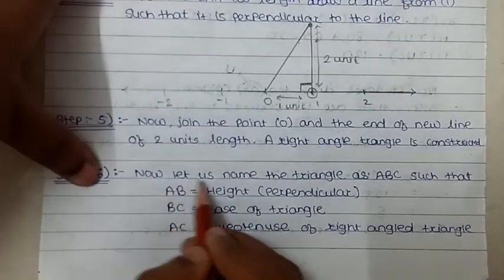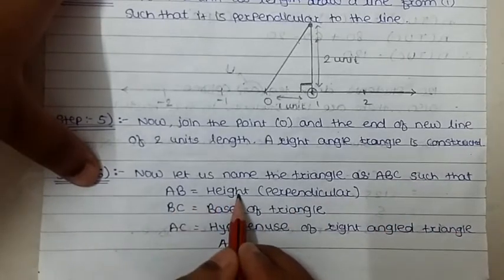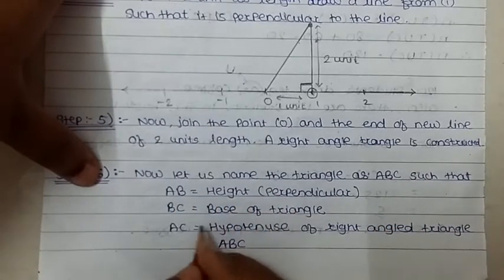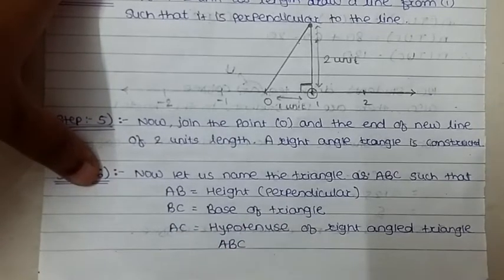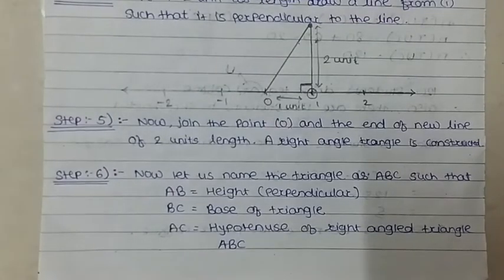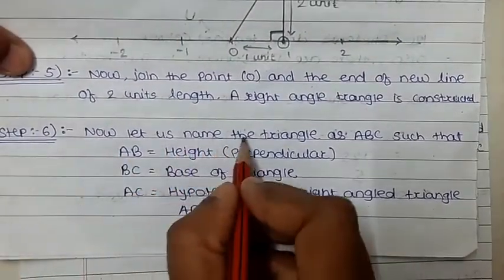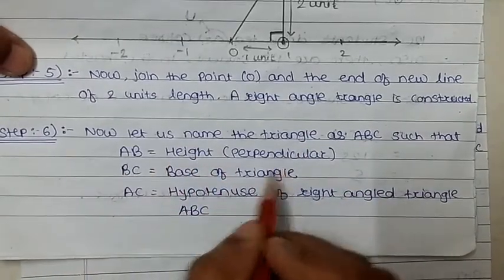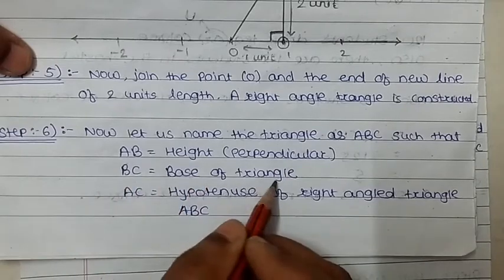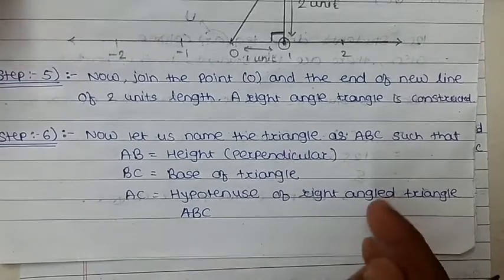Next, now let us name the triangle ABC such that AB is equal to height, that means perpendicular, BC is equal to base, and AC is equal to the hypotenuse of the right angle triangle. So we will draw here. Your step number 6 is: name the triangle ABC such that AB is the height, that is perpendicular, BC is the base of the triangle, and AC is the hypotenuse of the right angle triangle.